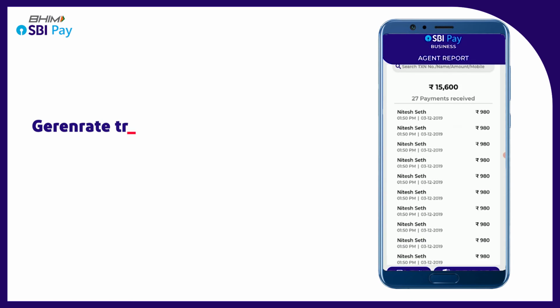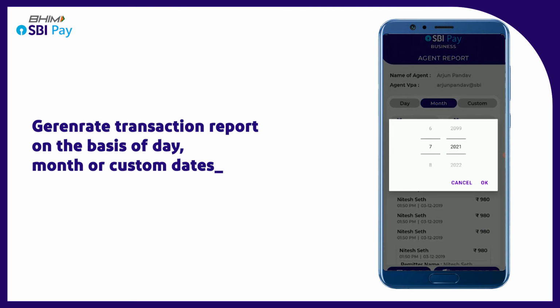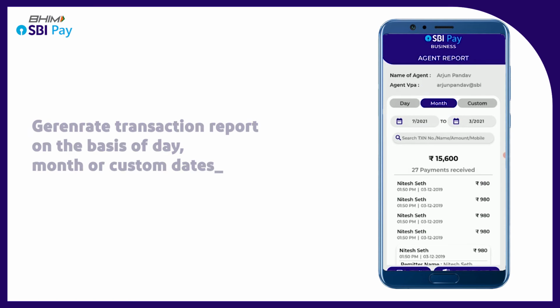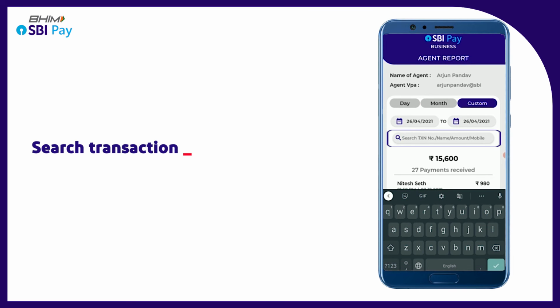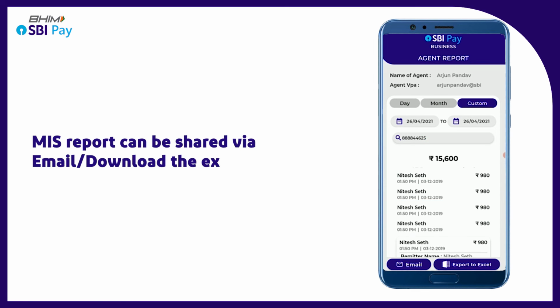The reports of each sub-agent can be generated on a daily basis, monthly basis, and custom dates or months as desired. The app even allows you to search the transaction with name, transaction number, account number as well as mobile number. The MIS reports of the desired period can be viewed, shared via email or downloaded as Excel on a real-time basis.